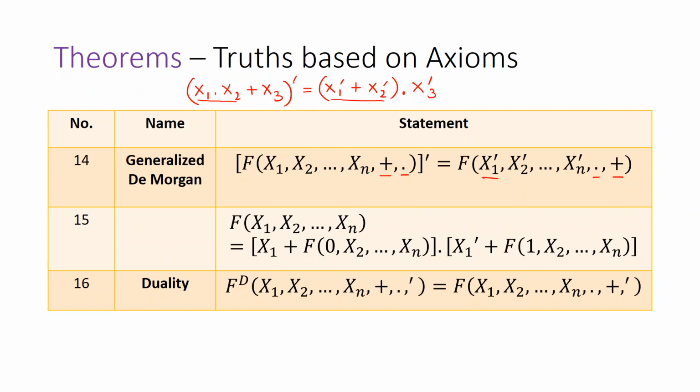So if you have an expression where you have a complement, then you first simplify that expression using the generalized De Morgan's rule.